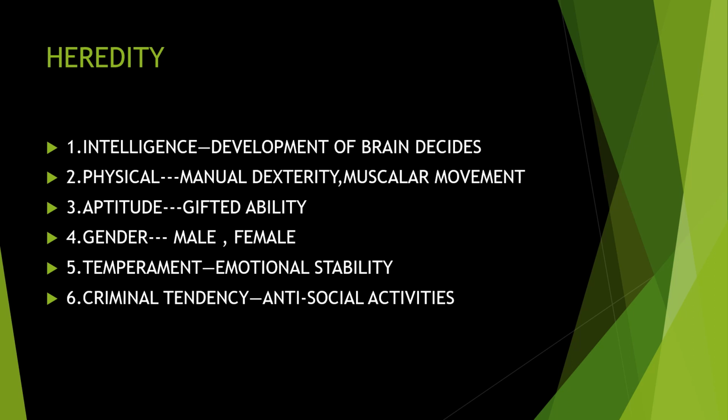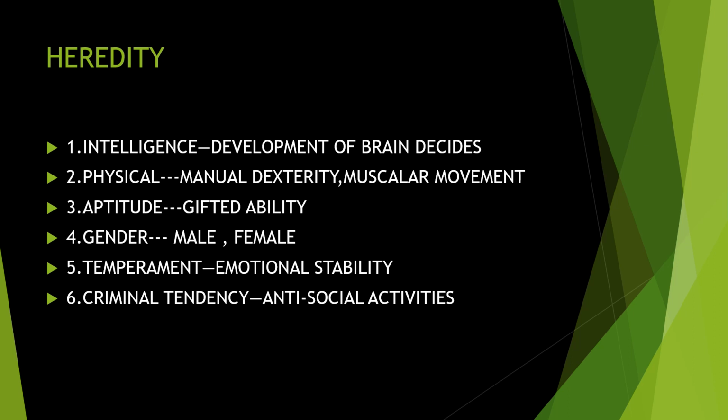So that we can see in the students. Next is gender, male and female. It is decided by their parents, their DNA, that decides the gender, male or female, whatever it is. Then temperament. Temperament means emotional stability. If the parents have some emotional stability, there is a chance for the learner or student to get that emotional stability. So that also decides. If they don't have the emotional stability, the students have less chance to get it. So temperament, that is emotional stability, is also one of the factors of heredity.